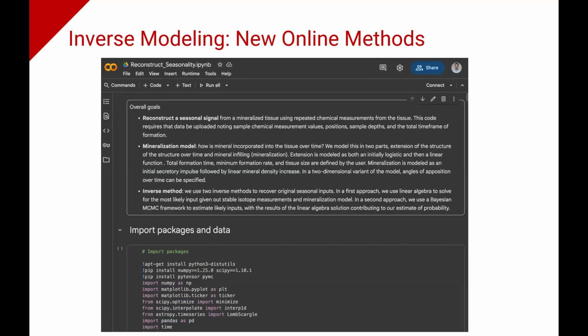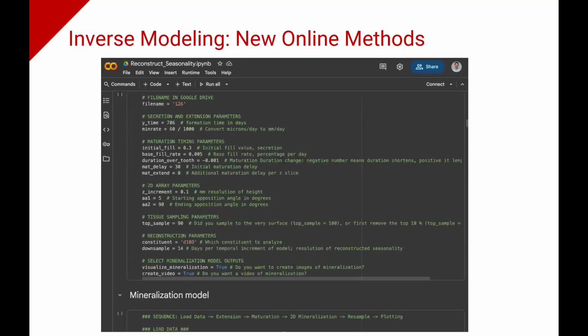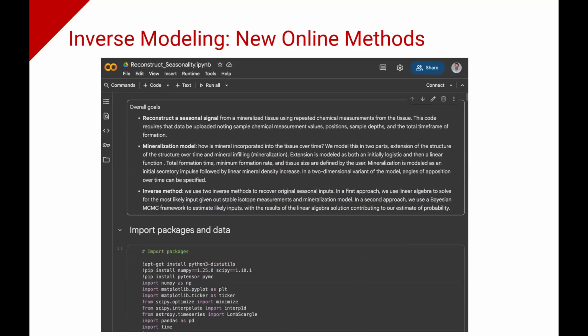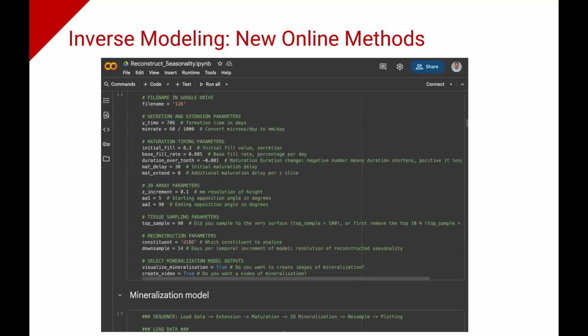And I've been developing a code which we're hoping to publish in the next year, which puts all these methods online, both a linear algebra method originally developed by Ben Passey and Terry Cerling, and also this Bayesian inverse system. And nobody has to download any software on the computer or even understand how it works. All you have to do is input a little bit of information about the taxon and the tooth that you're looking at, and the data, of course, that you measure from the tooth, and you can get all of this directly. It's actually run on the cloud, so you don't have to have anything happening on your own computer.